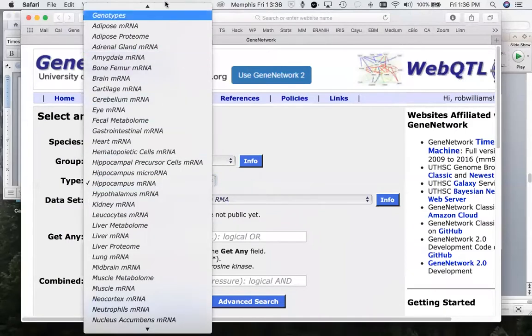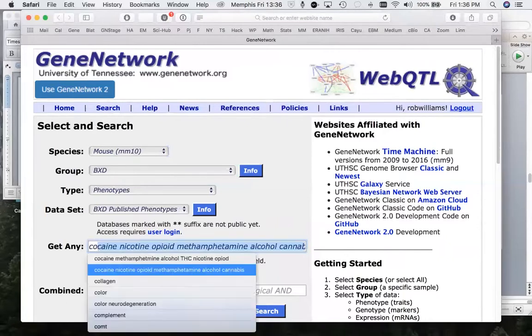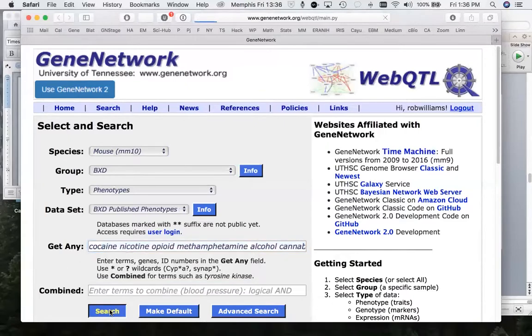And then I'll show you what I was showing you in the previous slides, phenotypes. So I could just put a wildcard in here, and it would take a few minutes to download everything, but there are about 5,000 traits that I mentioned in there. But let me do the search that I just showed you, which was this one. Cocaine, nicotine, opioid, methamphetamine, alcohol, cannabinoids, and do that search. So that's now happening.